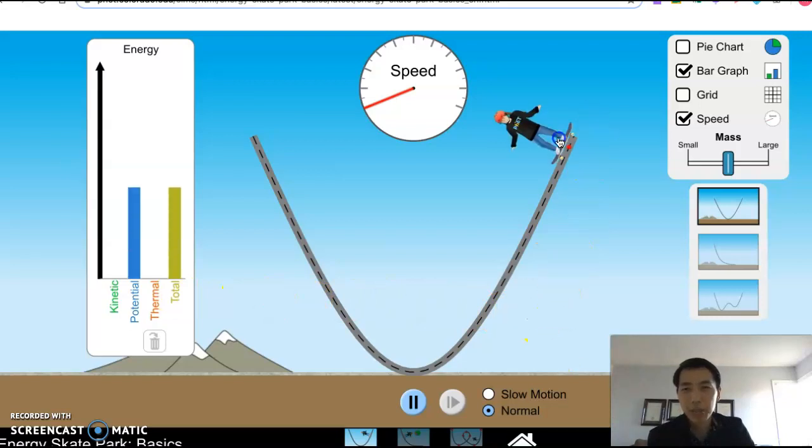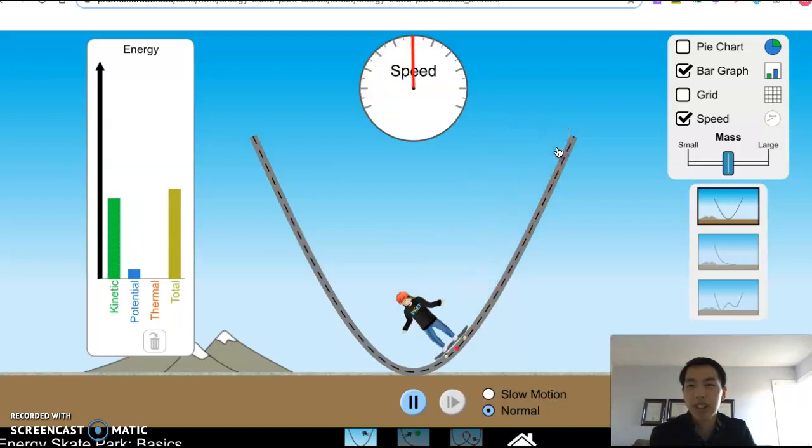So if I raise the skateboarder, if I hold her here at rest, look at the bar graph. The kinetic is 0 because I'm holding her at rest. She's not moving. The potential is big now. Okay, I lifted her up, so she gained a gravitational potential energy. And the total energy bar is the same level as the gravitational potential because that's the only kind of energy there is right now. And I'll let go.